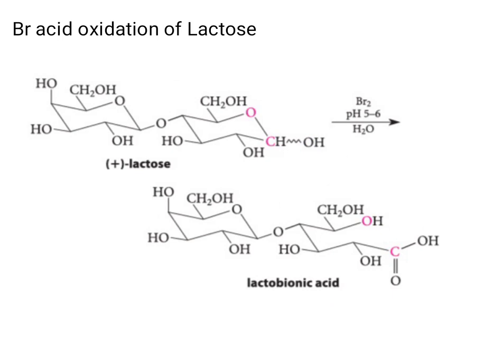Bromine acid oxidation of lactose. If you take lactose, the hemiacetal group is in the glucose unit. So if you add bromine water, then this group will be oxidized to give lactobionic acid, and this acetal linkage will remain intact.